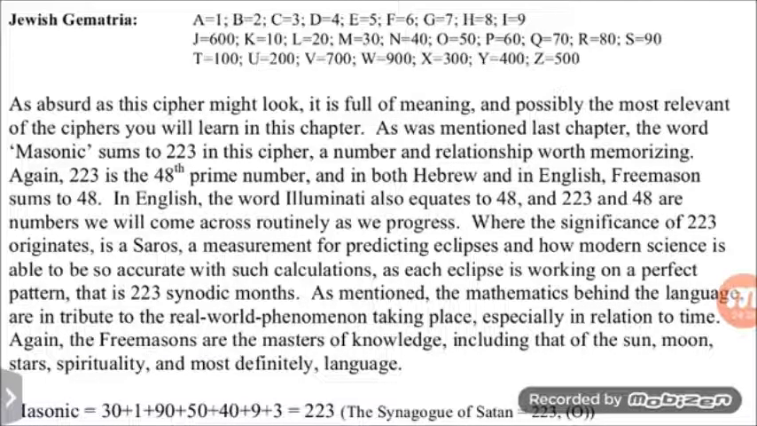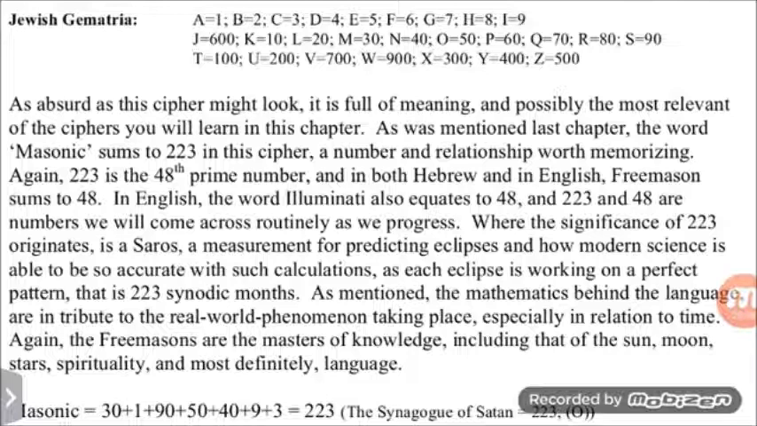Jewish gematria. As absurd as this cipher might look, it is full of meaning and possibly the most relevant of the ciphers you will learn in this chapter. As was mentioned last chapter, the word Masonic sums to 223 in this cipher, a number and relationship worth memorizing. Again, 223 is the 48th prime number, and in both Hebrew and in English, Freemason sums to 48. In English, the word Illuminati also equates to 48.